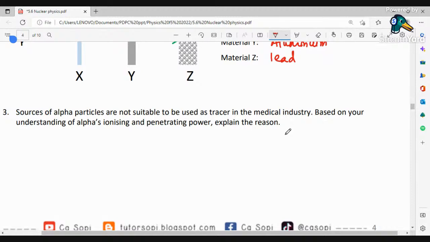But why alpha not suitable? Because alpha, as we know, alpha is nucleus of helium. Nucleus of helium. It has a high ionizing power.